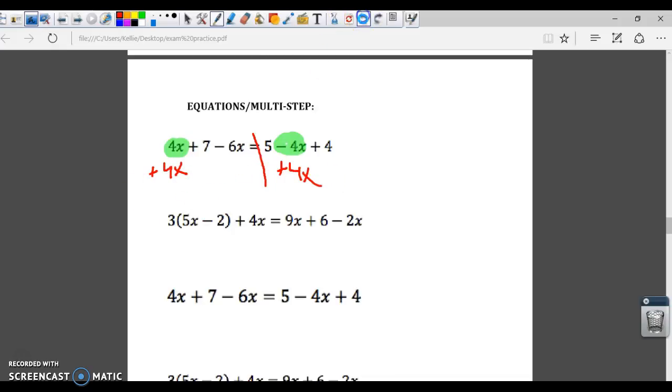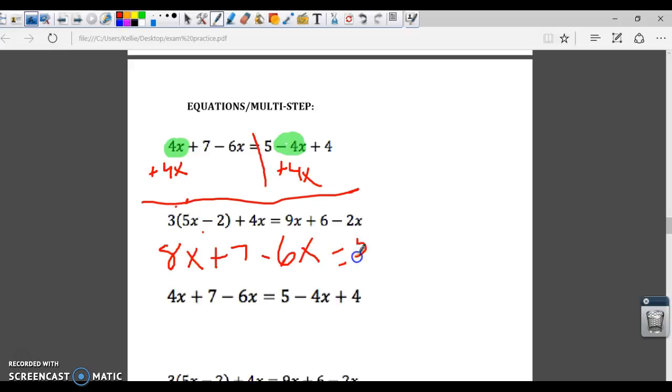That's supposed to be a straight line. Let me try that again. When I do that, what happens is this now becomes 8x. Okay, so I'm going to put it down here so it's not in between the problems. So 4 plus 4, that's now 8x, plus 7 minus 6x equals 5 plus 4.